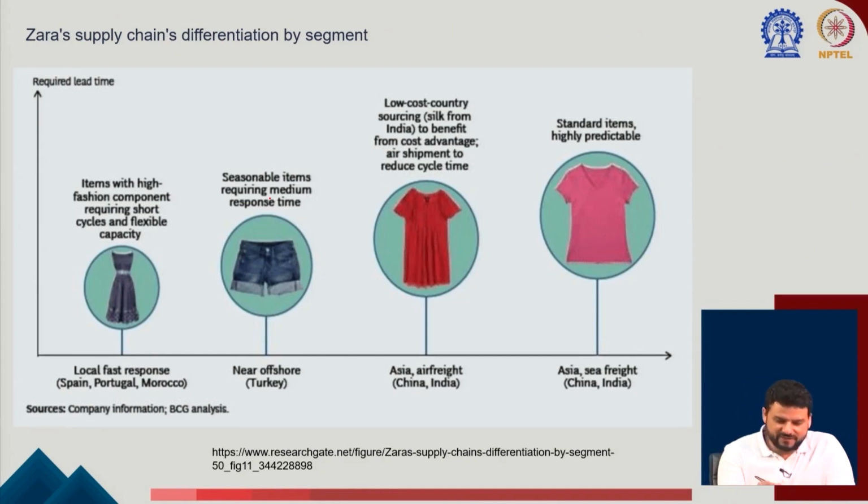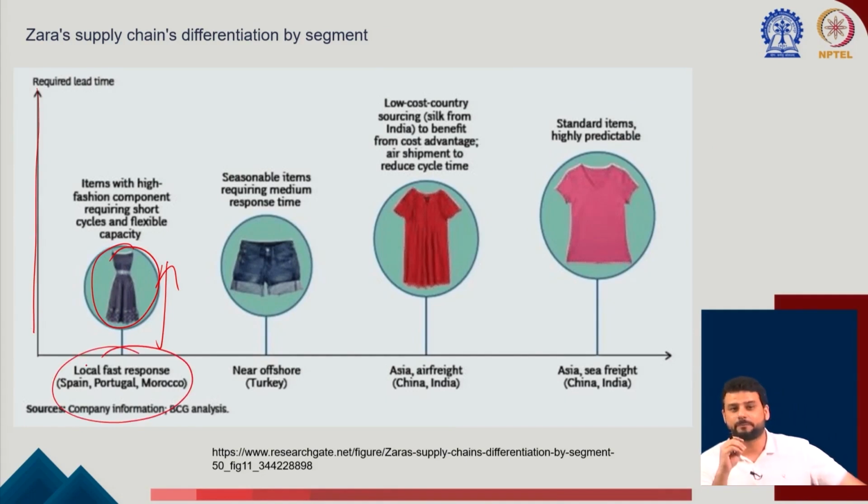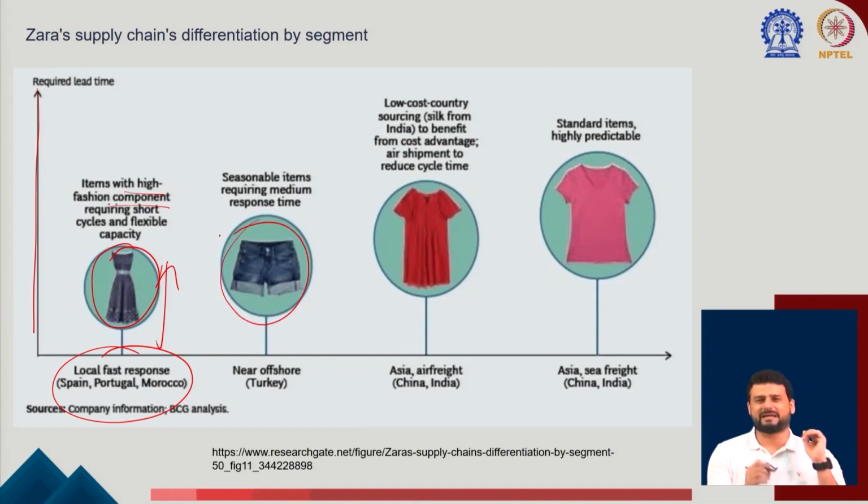You see, when we have a very short lead time, this is the only lead time, right. If you will see, lead time is on the y axis. So we should source from the local markets like Spain, Portugal or Morocco, right, so that it can be shipped quickly. Items with high fashion components, which you are changing very frequently, you need to ship immediately, you have limited lead time.